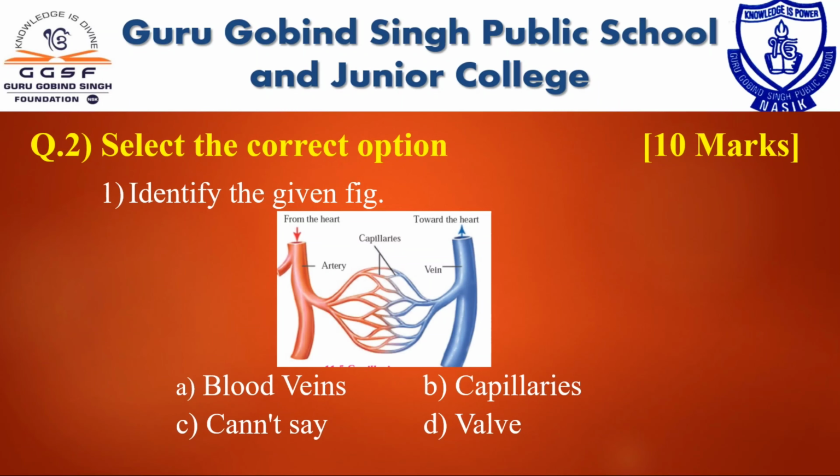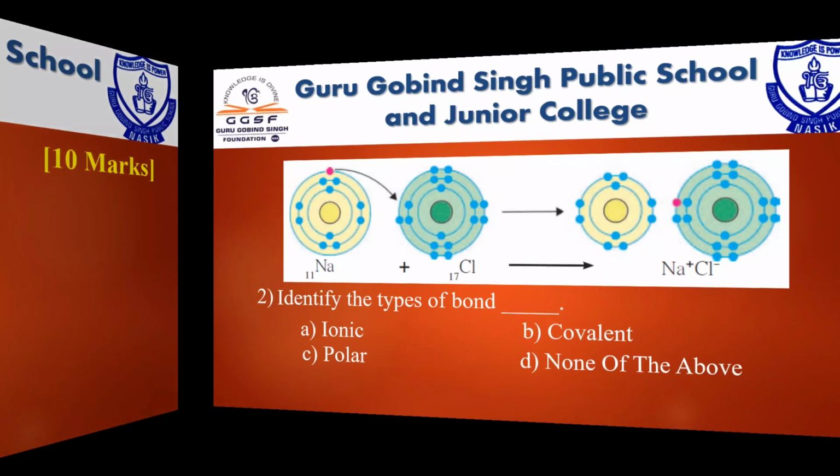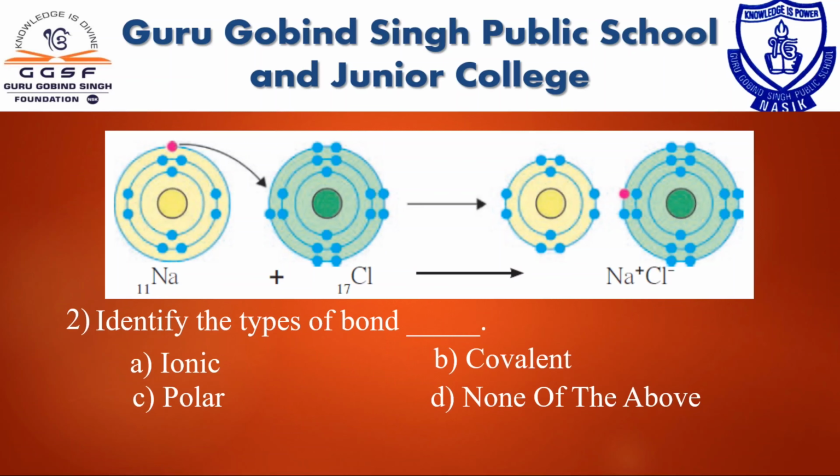So let's begin with our second question. Here also we have given you 4 options. The first question is, they have given you a figure, you have to identify that figure, and the given figure is capillaries. So the correct answer is option B, capillaries. Second question, they have shown you the type of bond between sodium and chlorine. The correct answer is ionic bond.